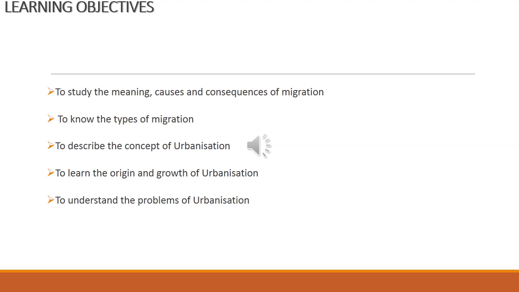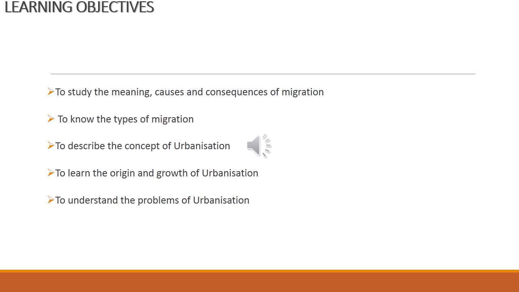Learning objectives. What are you going to learn from this lesson? First, to study the meaning, causes and consequences of migration. We learn about the meaning, the definition of migration, the reasons and causes for migration, and the consequences of migration. Then to know the types of migration, for example from urban to rural, rural to urban. So the different types of migration.